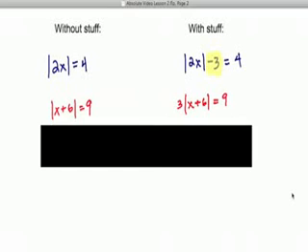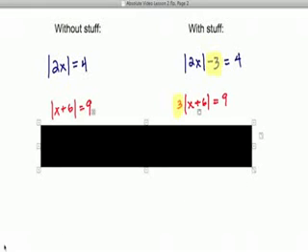I don't know why I chose 3 again. That was just a coincidence. But again, here's a normal absolute value equation, and here's some stuff. And think about, how is this 3 different than that one? This 3, how is it attached? Is it attached by addition, subtraction, multiplication, division? How is this 3 attached?